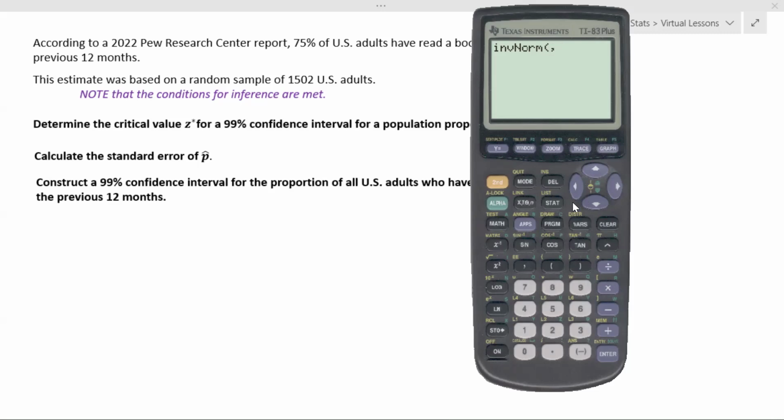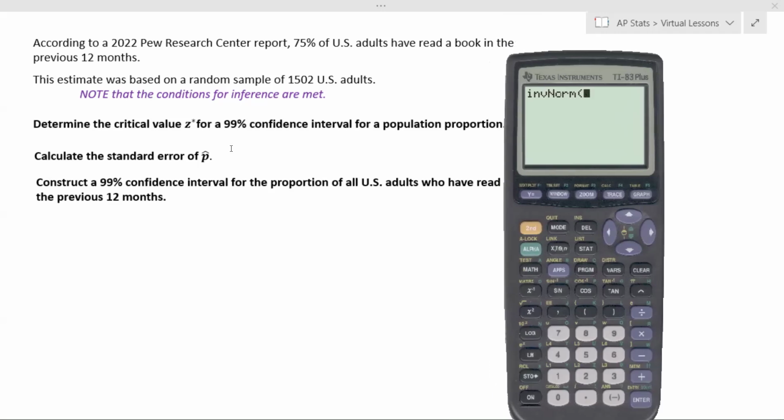So we are making a 99% confidence interval, so the proportion of area to the left is going to be 0.005. Because remember, 99% is the middle 99%, so half a percent is above and half a percent is below. And when we do the inverse norm, we're just doing the one side. And then comma, the mean, which is 0, and the standard deviation, which is 1.